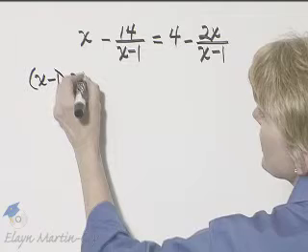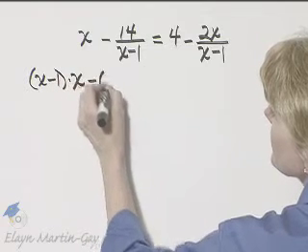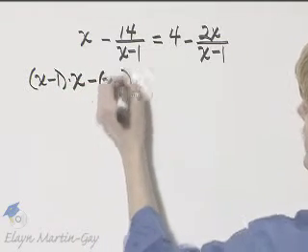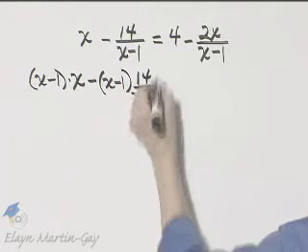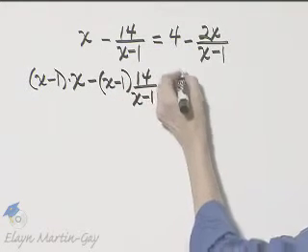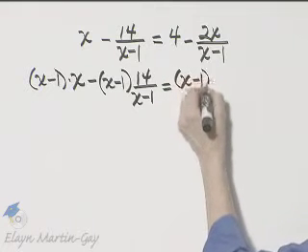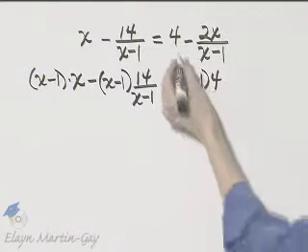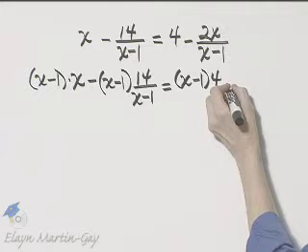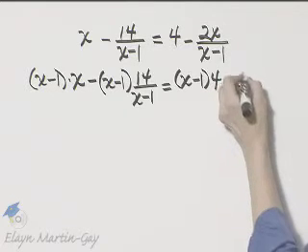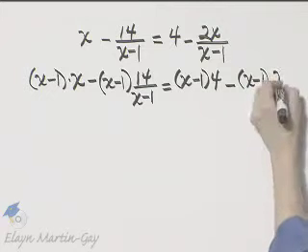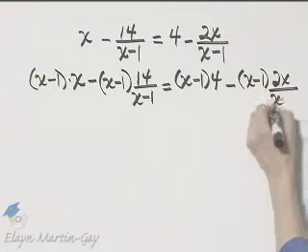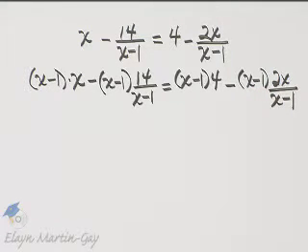times the first term, x, and then minus x minus 1 times this term, 14 over x minus 1, is equal to x minus 1 times 4. Every single term is multiplied by x minus 1. So x minus 1 times the last term, 2x over x minus 1. And now let's see what happens.